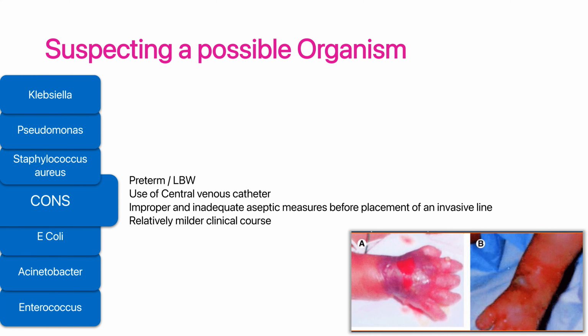When do we suspect coagulase negative staphylococcus? Presence of a preterm baby or low birth weight baby, use of a central venous catheter, improper or inadequate aseptic measures before placement of an invasive line, which can lead to conditions like this, and a relatively milder clinical course can point towards the presence of coagulase negative staphylococcus.